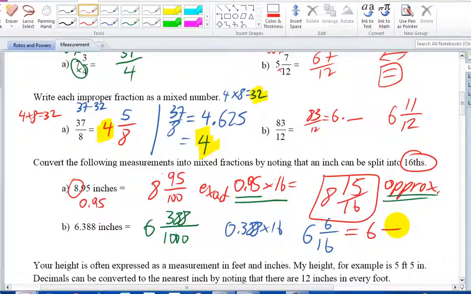Will 4 work? No. Will 3 work? No. 2 it is. So 6 and 3/8. Okay, with the metric imperial system, you're looking at 16ths, 8ths, quarters, and halves. Those are the big ones that you reduce to.